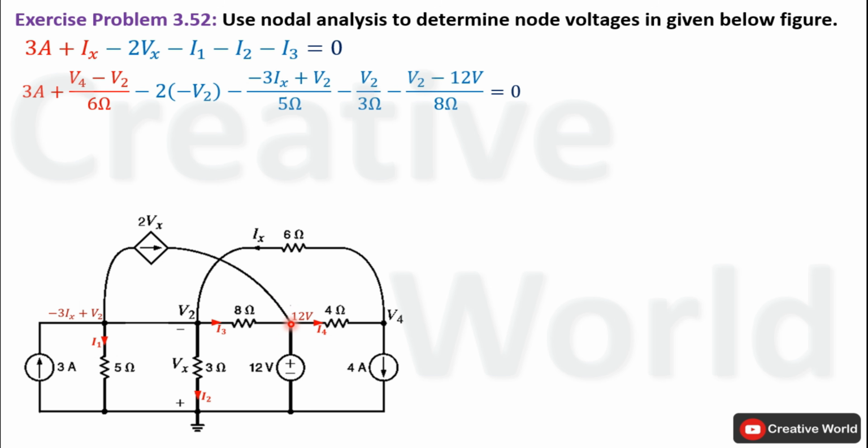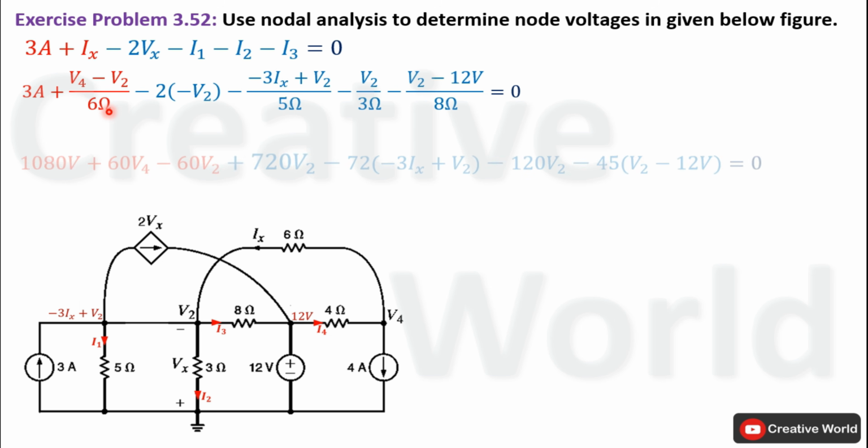That's why we have replaced V3 with its value, that is equal to 12 volt. Now in order to omit all denominator values, we have to multiply this equation on both sides with 360 ohm. 360 ohm is the most common factor of all these denominator values. That's why we are multiplying this equation on both sides with 360 ohm.